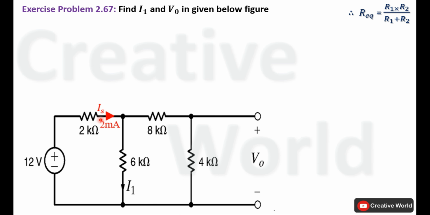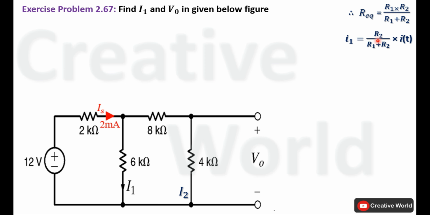2 milliampere current is flowing in this direction that we have calculated in the previous step. Now we will apply the current divider rule to calculate current of this branch. For that purpose, first we have to label both branch currents. This branch current is I1 and this branch current will be I2. Now we will use the current divider rule to calculate the value of current I1 using this equation.